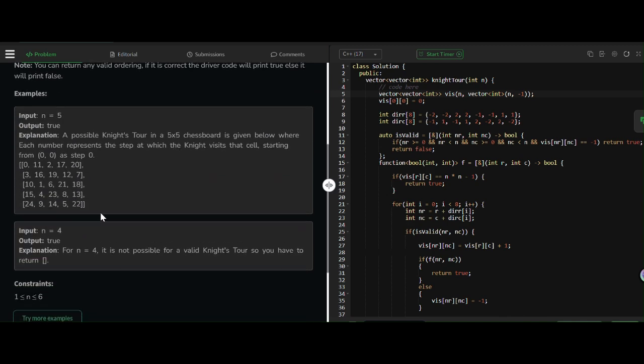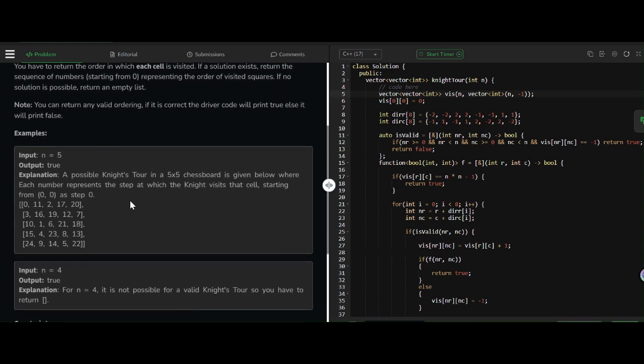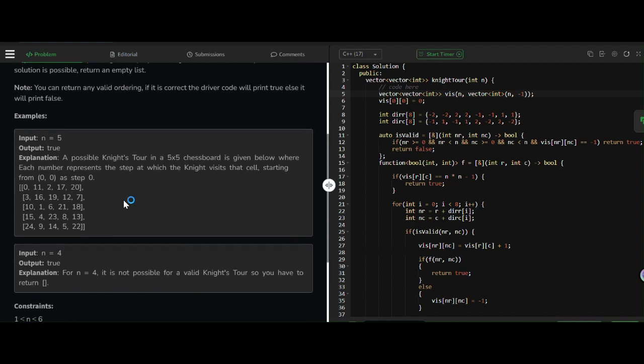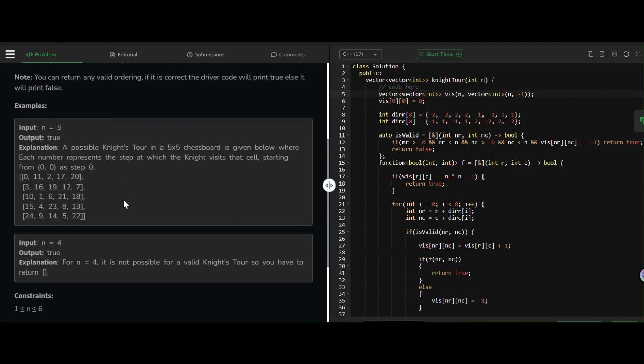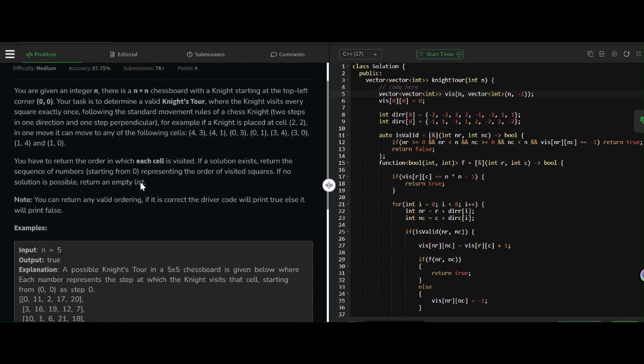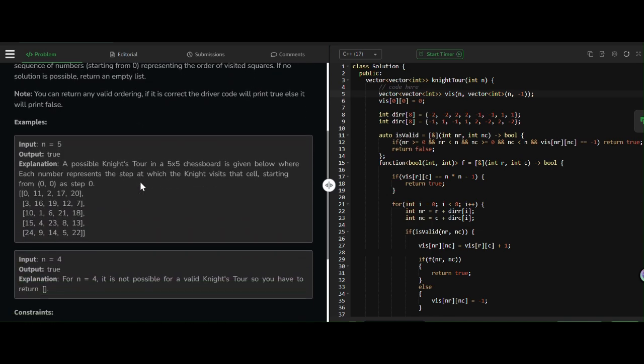So basically, you have an n by n chessboard. Like in this case, n equals 5, so it is a 5 by 5 chessboard. And you have to find a path in which the knight will be visiting every cell exactly once, and it will cover every cell of that chessboard. Right. So it starts from 0, 0, and it is mentioned that it is 0. It means it can reach 0, 0 in 0 steps.